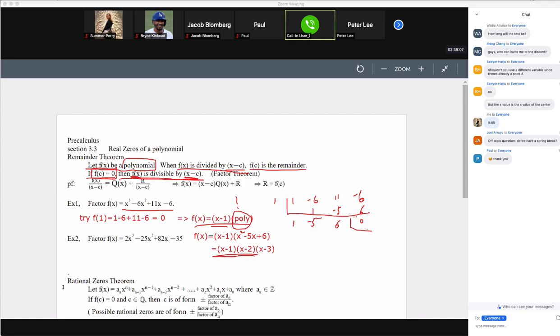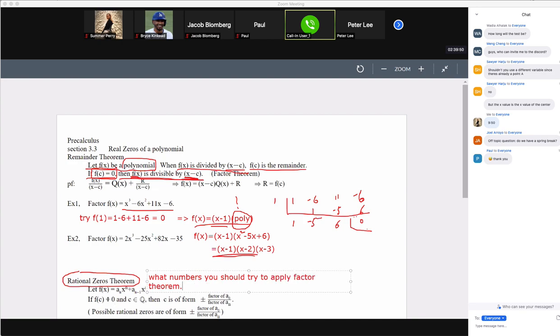And so now, here comes the rational zero theorem. This is the important theorem here. So what does the rational zero theorem say? The rational zero theorem tells us what numbers you should try for the factor theorem. The whole point of this rational zero theorem is a list of numbers which you should try.